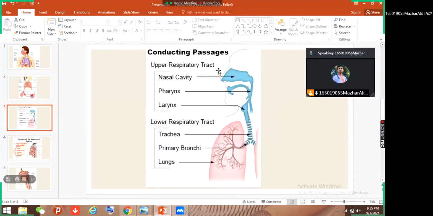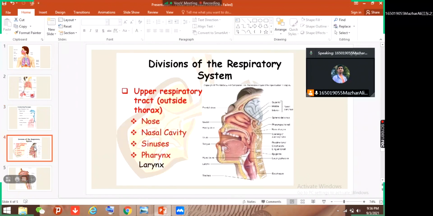Now I am talking about the conductive pathway. This is the conductive pathway, how your entry air goes in, and this is the exchange pathway, how oxygen and carbon dioxide exchange with each other. So this is the conducting pathway. Then I talk about the divisions. In the divisions, there are the nose, nasal cavity and sinus, pharynx, and larynx. This is the upper respiratory tract system. You can see it in the picture.